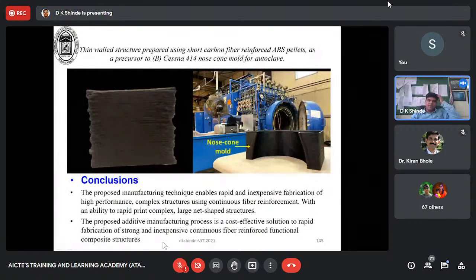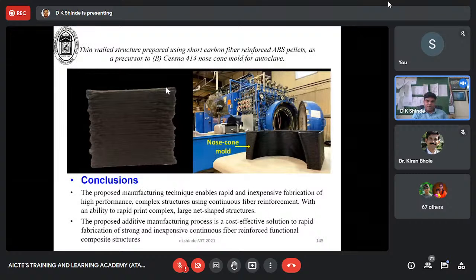This is the setup you see: thin wall structures prepared using short carbon fiber reinforced ABS pellets. We also did the ABS pellets, but these guys use the short fiber of carbon. They mix in a big extruder, and they use a nanocone mold. They have developed this kind of 3D printed structure.